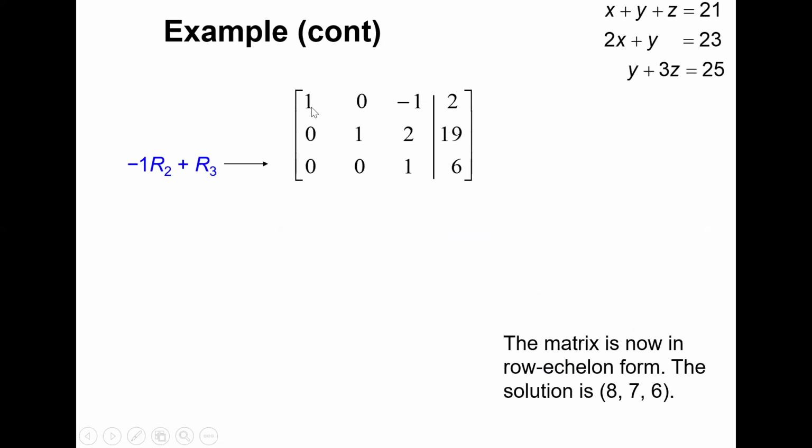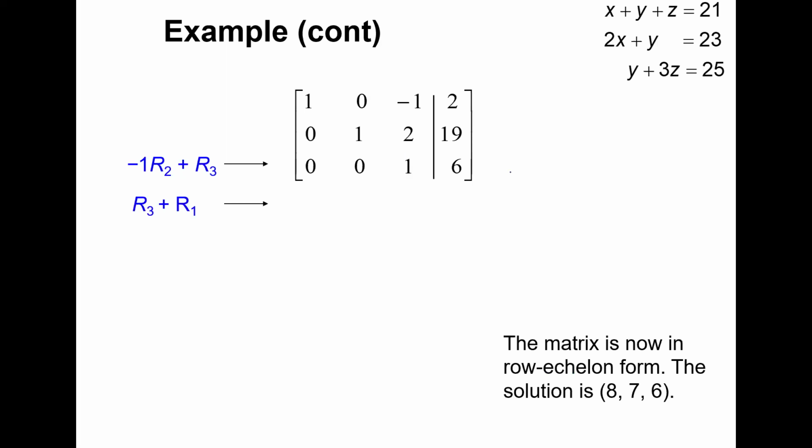Okay, so now we've got ones down the diagonal, we've got zeros here, but we don't have zeros here. So this is called row echelon form, but it's not row reduced echelon form. So now what we need to do is make those zero.